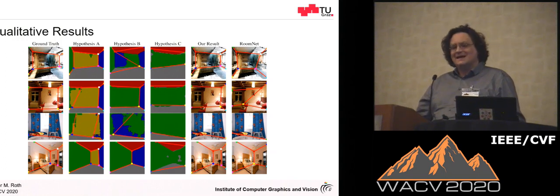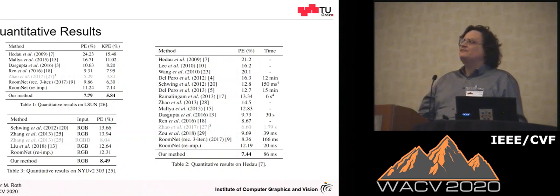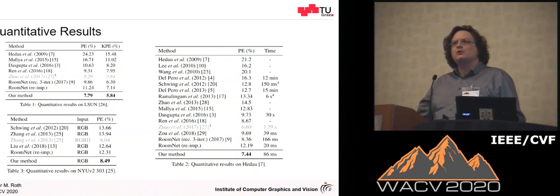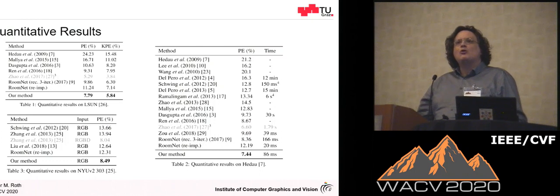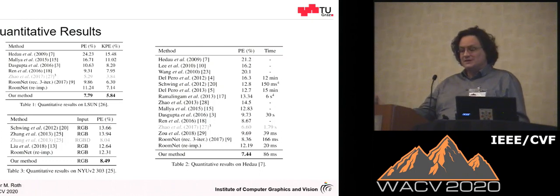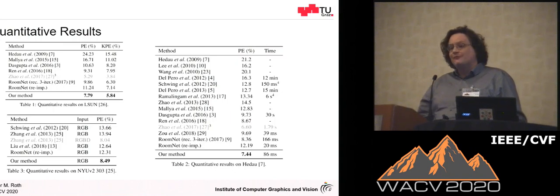This can also be seen from the quantitative results, where we did experiments on 3 different datasets. It can be seen that for different metrics like pixel errors or the key point errors, we're getting quite competitive results compared to the state of the art. And the other important point is that this can be done very efficiently in terms of computational effort.